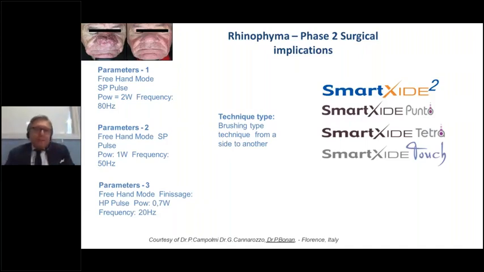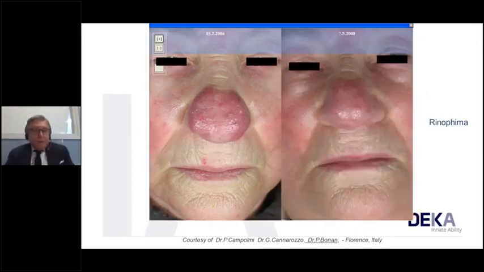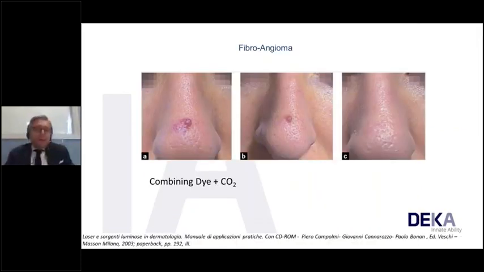This is another very interesting case that we got in the past, a rhinophyma in a woman, very rare. So we treated with the pulse dye laser before, and then we treated with a CO2. And you see another case, fibroangioma. We treated first with pulse dye and second phase with the CO2. Perfect restoration of the texture.